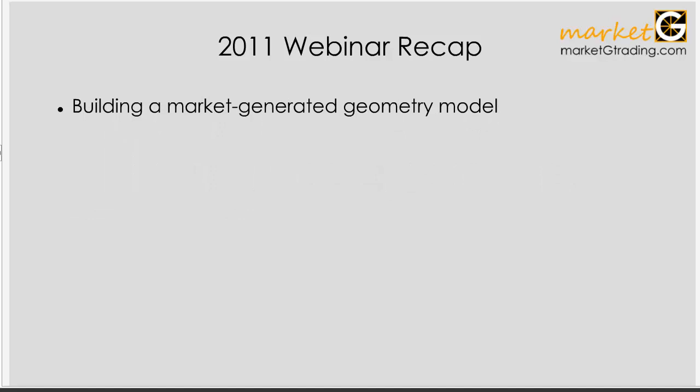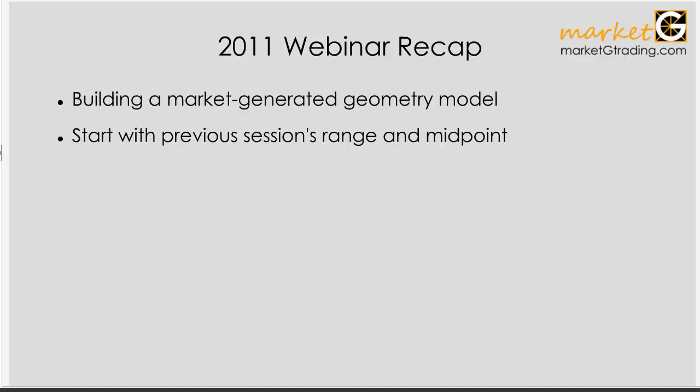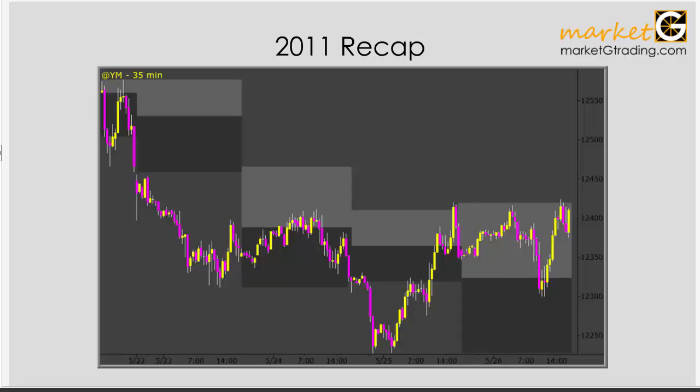So we're going to be building a market-generated geometry model. To start, we're going to take the previous session's range and midpoint. These charts are all taken from the 2011 presentation, so you'll notice the Dow is at 12,000 something. But this is just going to be a quick recap.